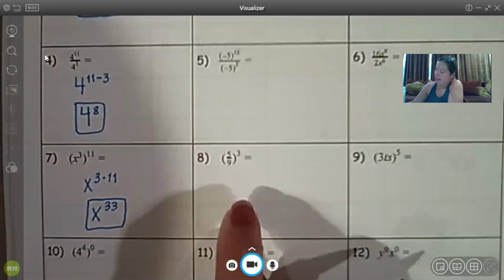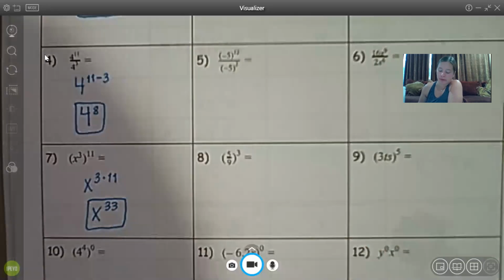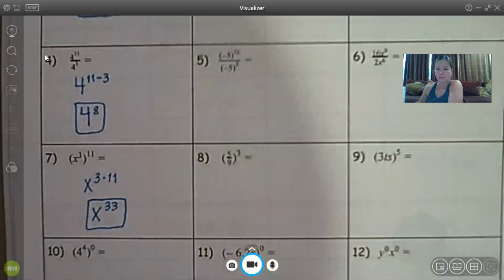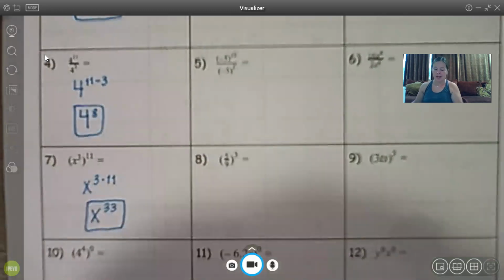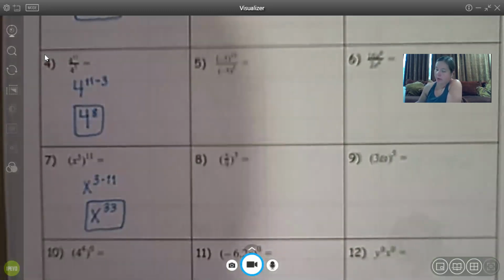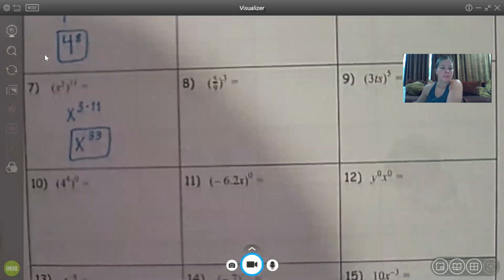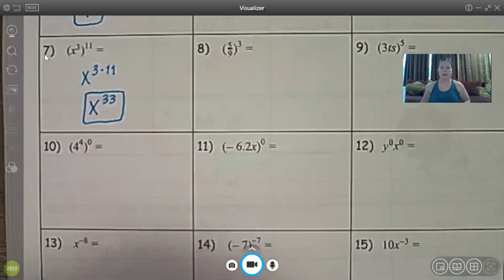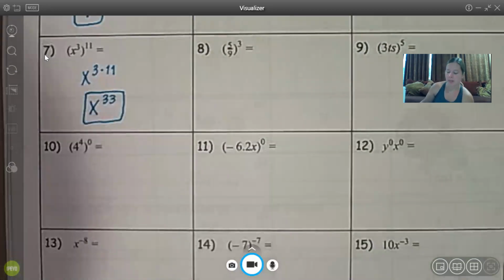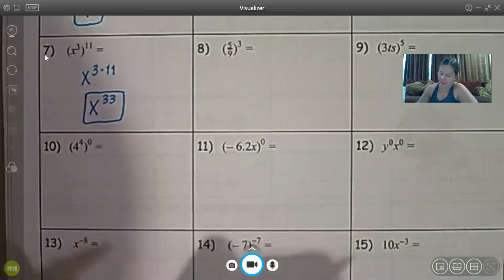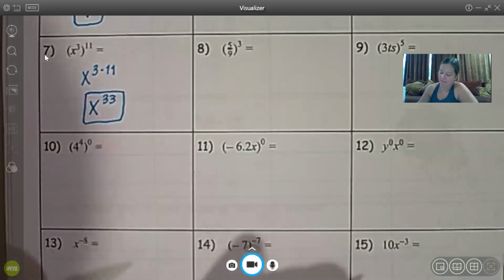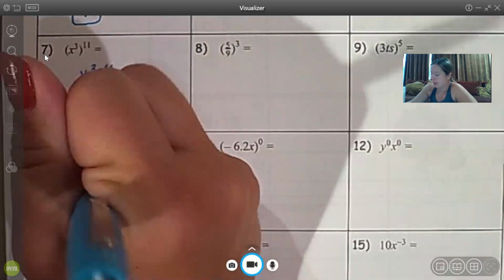Problem 8 and 9 have some special cases, but we've done both of those, so you guys know how to do them. On problem number 10, we have 4 to the 4th, all to the 0 power. Okay. We know that anything raised to the 0 power is the number 1. So if you didn't notice that right away, you could use power to a power and you'd still get the same answer. But this whole thing to the 0 power is just 1. So there's really no work to show.